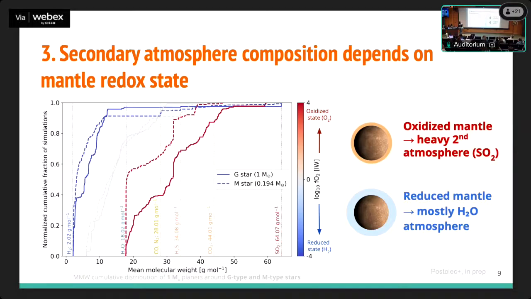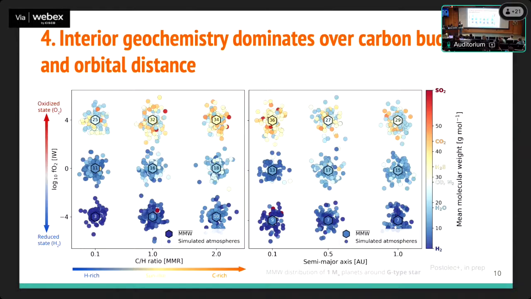Once I saw the influence of the mantle redox state on the resulting composition of the secondary atmosphere, I wanted to see if the other parameters that I tested in my grid had an influence on the composition of the secondary atmosphere. That's what I'm showing here. On the y-axis I'm showing again the mantle redox state of the planet. On the first panel, I'm showing different values of the C/H ratio at the beginning of the simulation, and also different semi-major axes for the generated planets. All of the bubbles are colored by the final mean molecular weight at the end of the simulation. The first thing you can see is that the color gradient is much stronger on the y-axis than on the x-axis, because you go from blue to yellowish. So in that sense, the interior geochemistry dominates over the carbon budget or the orbital distance of the planet when looking at the composition of the secondary atmosphere.